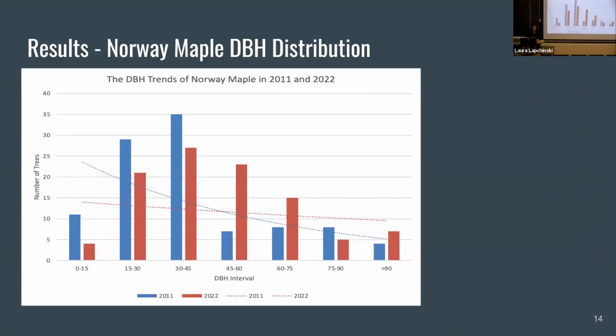The DBH distribution of Norway maple is almost normal. There are fewer small and large DBH trees, while most of the Norway maples have medium sizes. This also makes sense since after people realized Norway maple is an invasive species, we planted fewer of them, so there's no more input of young Norway maples.